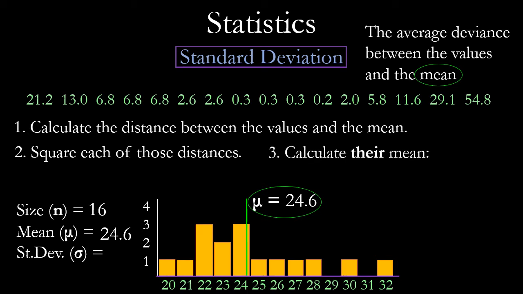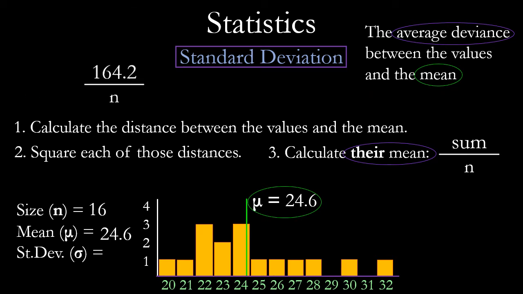Then we're going to take the mean of those squares, because remember, we are talking about the average deviance, the average distance. So we calculate the average of all of these numbers. Again, for the mean, we take the sum of the numbers divided by n. So we're talking about 164.2, which is the sum of all of the numbers that I just showed you, divided by n. Our n is the same, it's 16, just like before. And that comes out to 10.3.